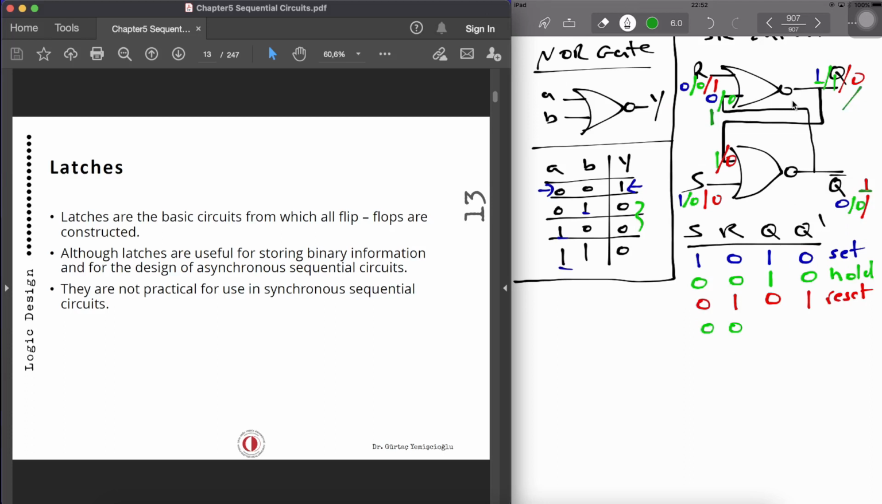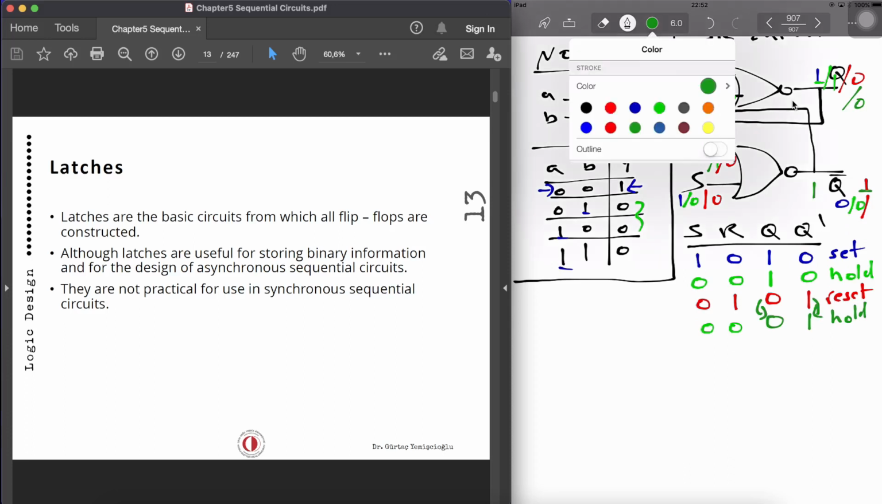Okay, so this will be 0, and that 0 is going to feed over here, and 0, 0 is going to be 1. So we are holding the previous value. Whatever you have got over there, it's copied down. Okay, this is what hold is doing.